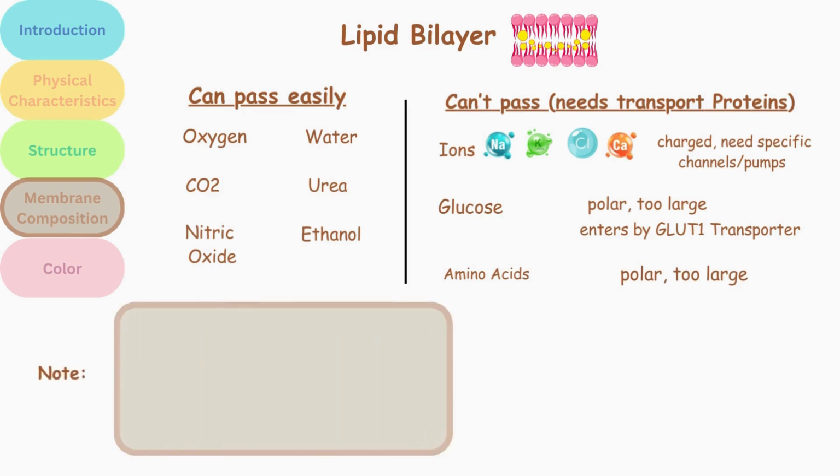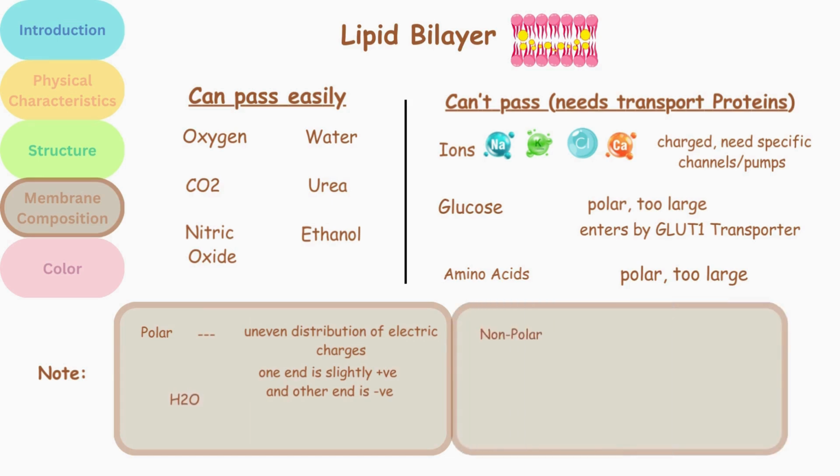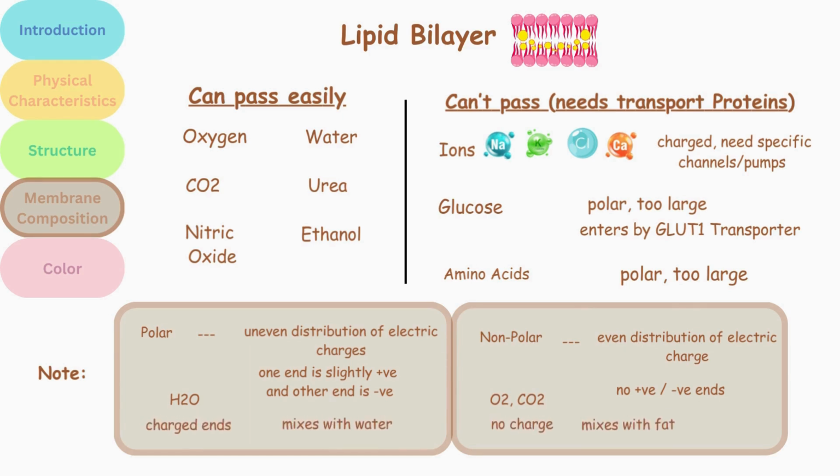Now what do polar and non-polar mean here? Polar means there is uneven distribution of electric charges. One end is slightly positive, and the other end is slightly negative, such as a water molecule. Non-polar means there is even distribution of electric charge, no positive or negative ends, such as oxygen and carbon dioxide. Polar molecules have charged ends and they mix well with water. Non-polar molecules have no charge and they mix with fat.